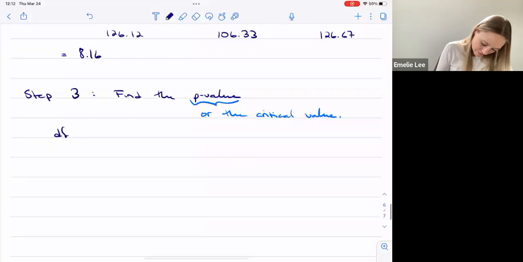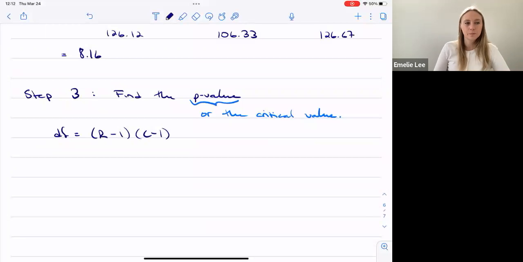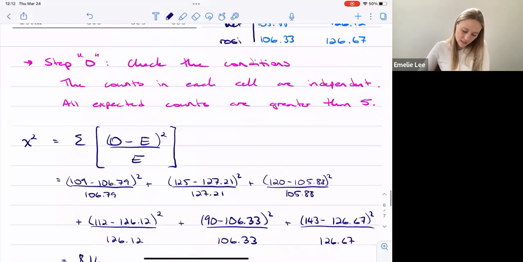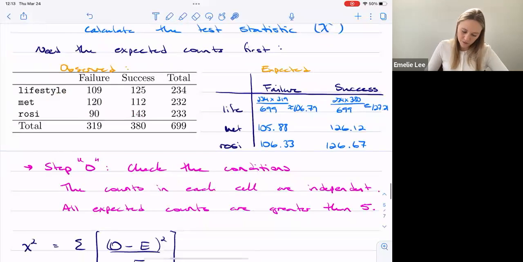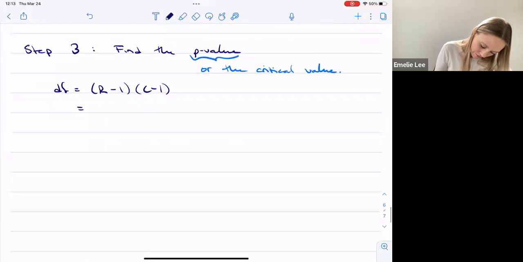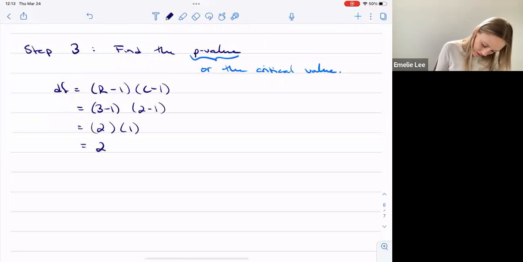The degrees of freedom is the number of rows minus 1 times the number of columns minus 1. In this case, I have 3 rows and 2 columns, right? We never count the totals. They're just there to help us find the expected counts. It's the distribution of the variables that we're interested in. So I have 3 minus 1 times 2 minus 1, which is 2 times 1, which is 2 degrees of freedom.